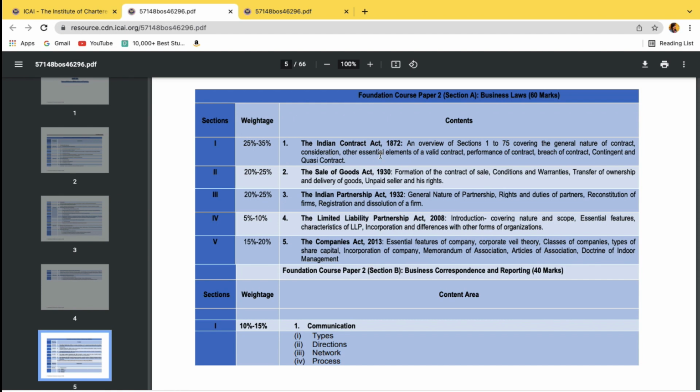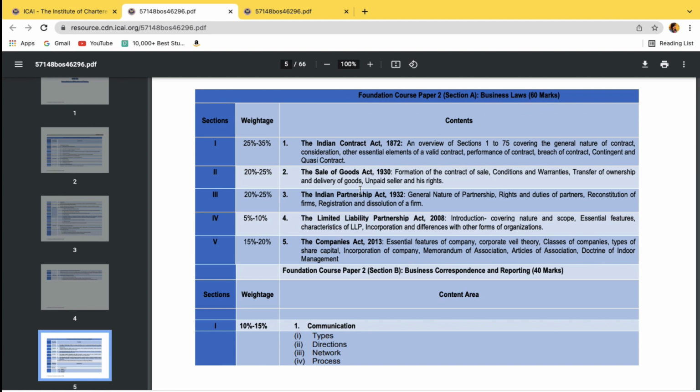Other than that, all the other acts are small for your foundation course. So you can complete the other acts first and then come to Indian Contract Act. That is also possible. And if you want to clear your concept of contract, which will help you in other acts also, that also you can do. So it comes only for around 60 marks.